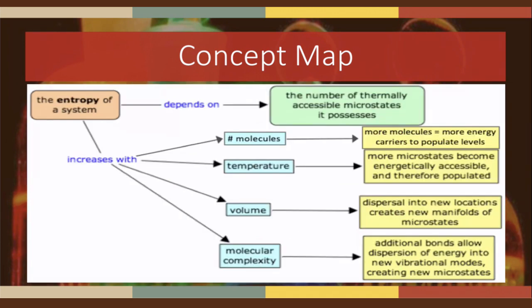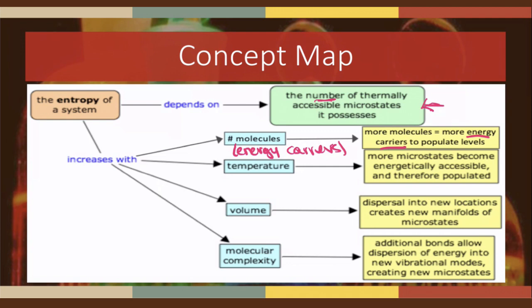Final slide, the entropy of the system. It talks about the thermally accessible microstates, the number of microstates. And the entropy increases with the number of molecules, the number of energy carriers. They can all go on different rungs of the ladder and be in different places. The temperature, remember, we just talked about the height of the pink box. More microstates can become accessible, more rungs on the ladder can be populated, or you can turn your fan switch up even higher in the car to make that air blast faster.